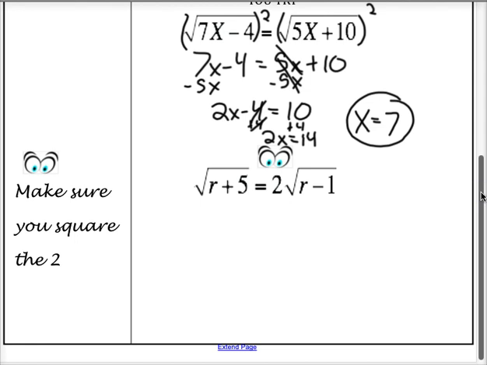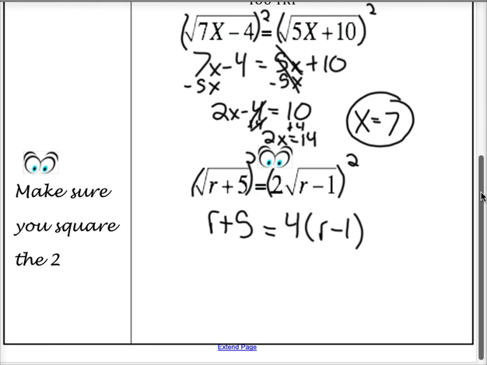All right, now this last one is a little bit different. Notice we have that 2 sitting there. So when we square both sides, I want you to realize we're also squaring that 2. So we have to be careful. Over here we're getting r plus 5. Squaring undoes the square root. But here we actually get a 4 with the r minus 1. The square root still cancels, but the 2 actually gets squared.